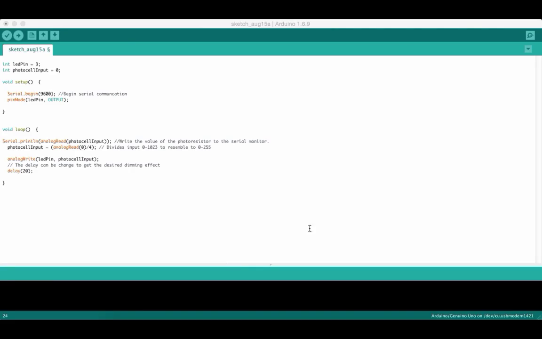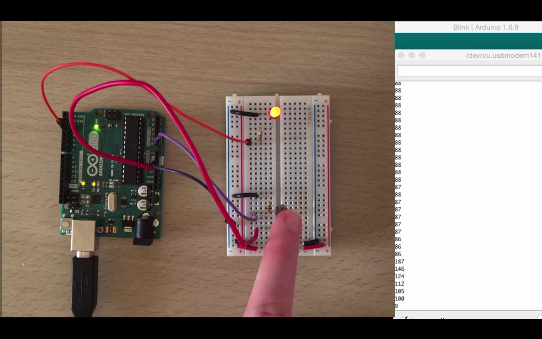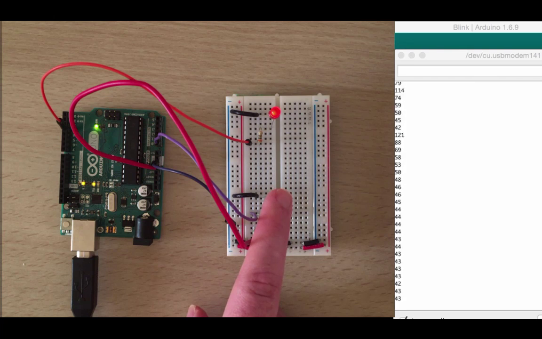By opening up the serial monitor in Arduino, upper right-hand corner, it's a little magnifying glass icon, you are able to see the changes in light shown in the photo cell's input readings. So you can see the numbers go higher when it's exposed and lower when I limit the amount of light hitting the sensor.